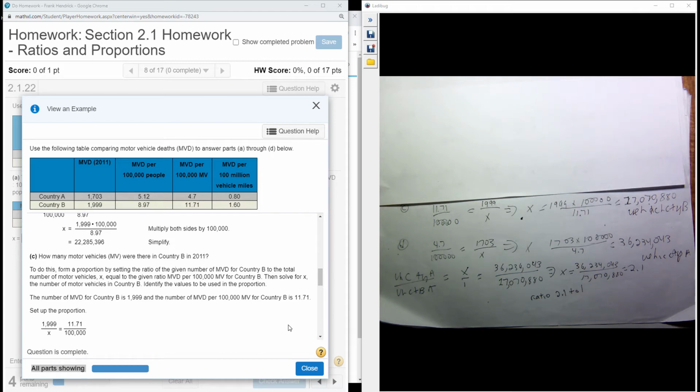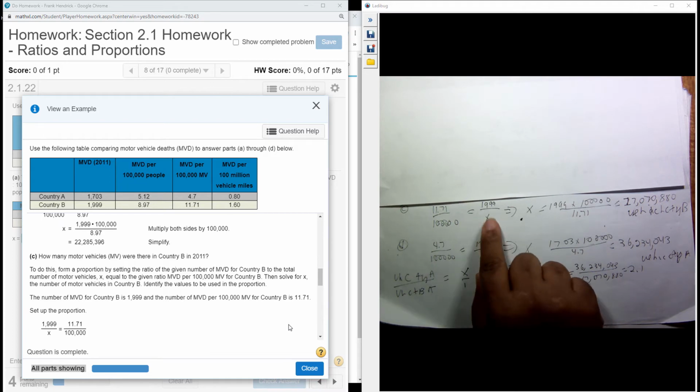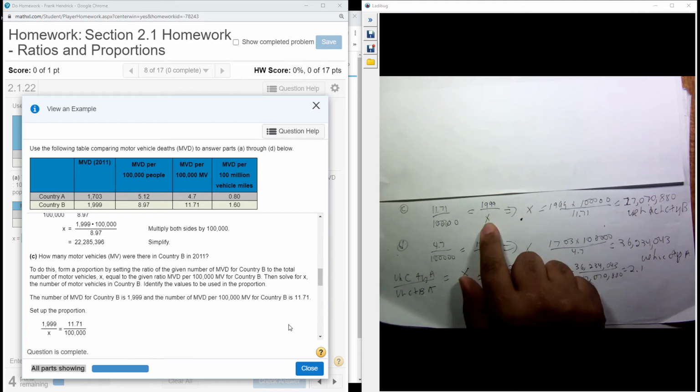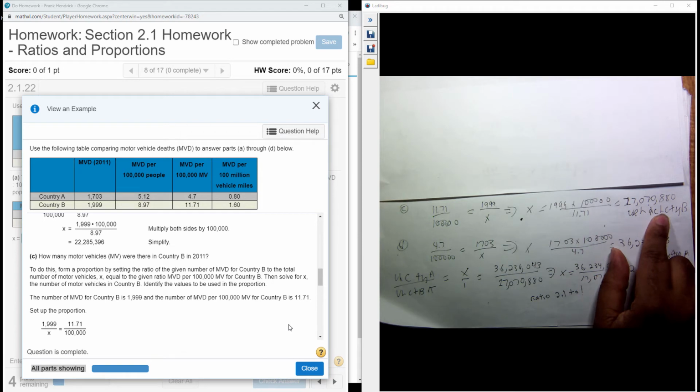We see that there were 11.71 motor vehicle deaths per 100,000 motor vehicles. So we can find out the number of motor vehicles in country B. We know that there were this many motor vehicle deaths per 100,000, and we know that this many deaths overall. We can find out how many motor vehicles there are in country B. So we can cross multiply and divide, and we find that there are this many vehicles in country B.